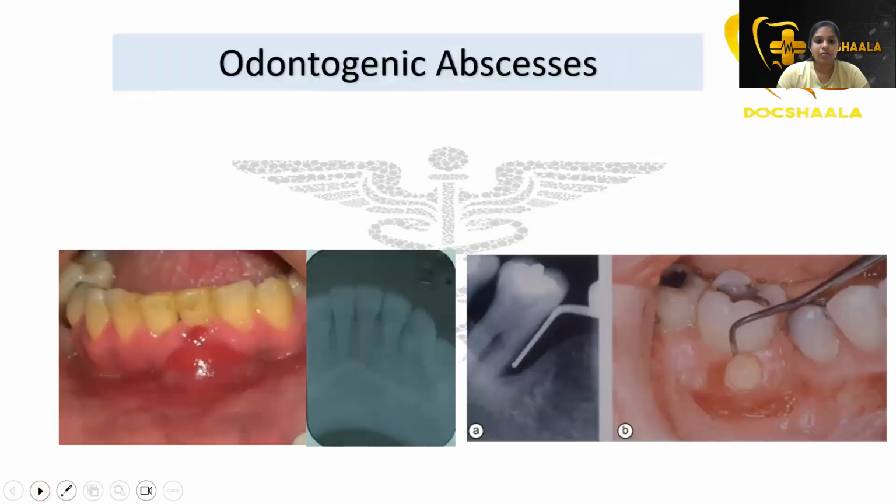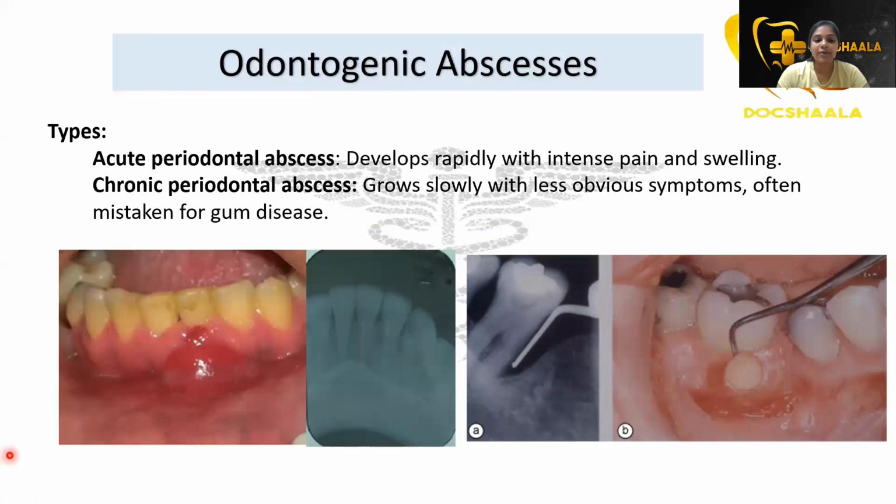So we have two types, acute periodontal abscess and chronic periodontal abscess. Acute periodontal abscess develops rapidly with intense pain and swelling. So this is the acute periodontal abscess. Sometimes it may be seen on the radiograph or it may not be seen on the radiograph.